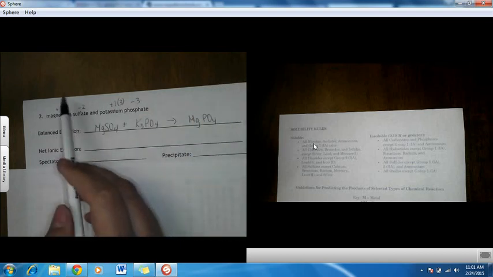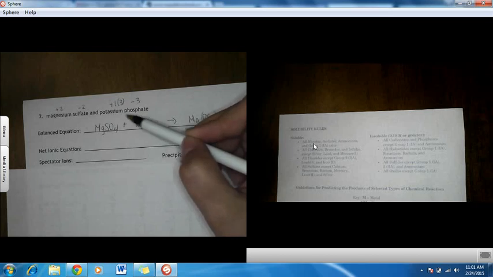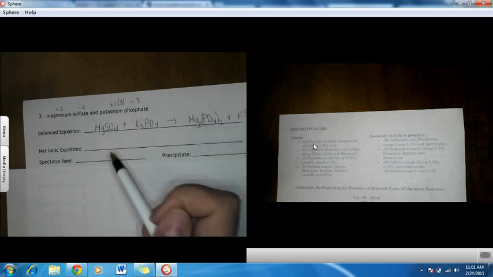Since it's double replacement, my metals need new partners, so magnesium is going to combine with phosphate. And since magnesium was a 2 and phosphate's a minus 3, we're going to need 3 magnesiums and 2 phosphates. And then potassium sulfate, right? And since potassium was a plus 1 and sulfate was a minus 2, I need 2 potassium. So K2SO4.